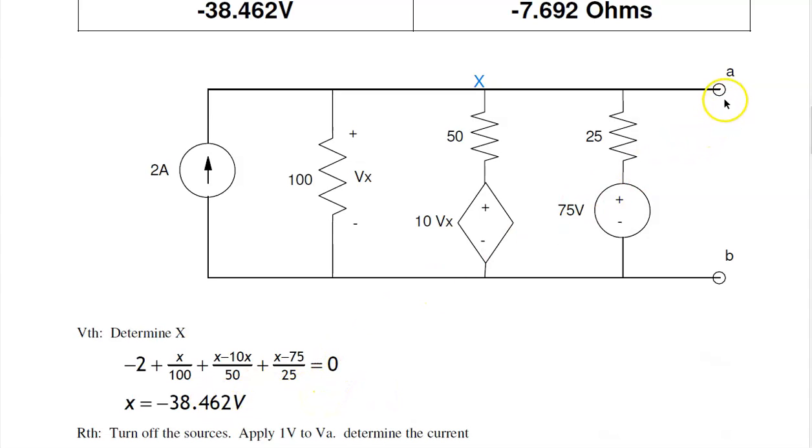Now to find the resistance, turn off the sources, so this becomes 0 volts, 25 ohms to ground. This is 0 amps, basically knock it out. Apply 1 amp or 1 volt test source, makes Vx equal to 1, makes this 10. Then the current drawn will be 1 over 25 plus 1 over 100 plus 1 minus 10 over 50.